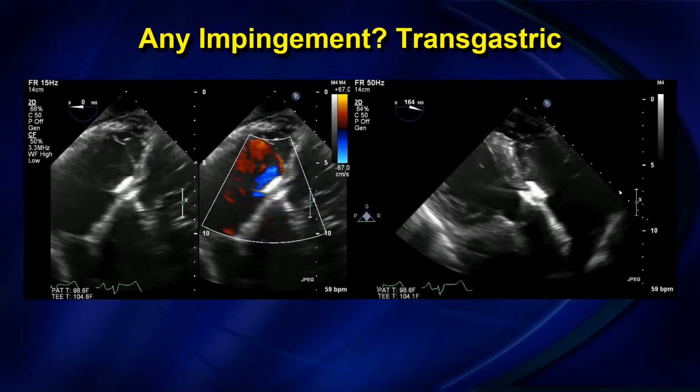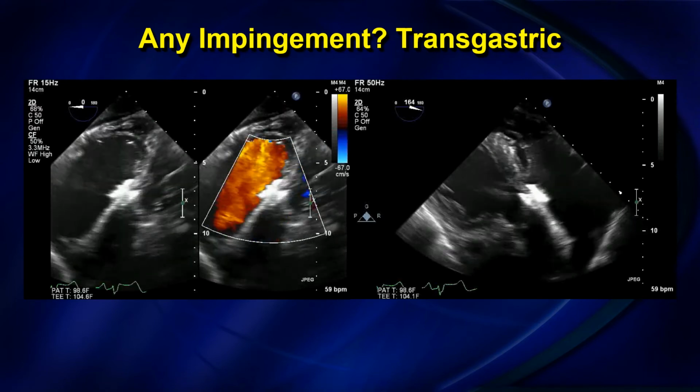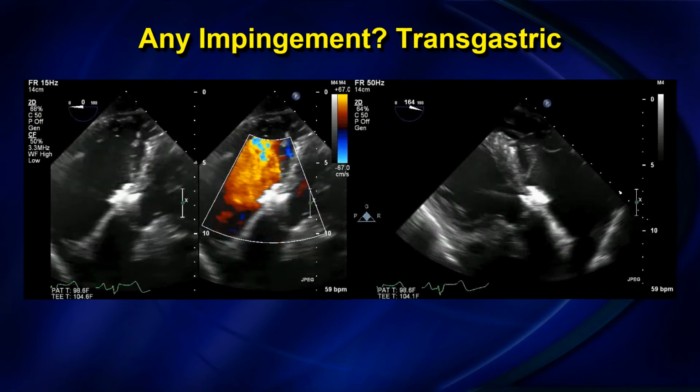Back to the transgastric views, here we can see that there is no significant residual shunt and that the discs do not impinge on the tricuspid or aortic valve leaflets.